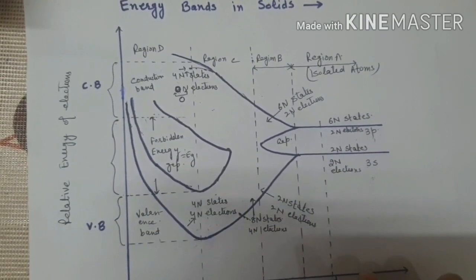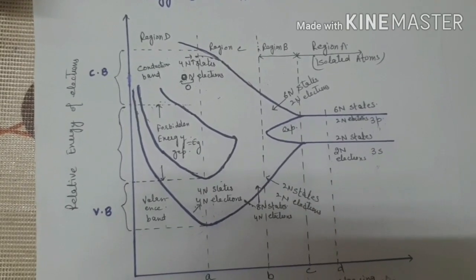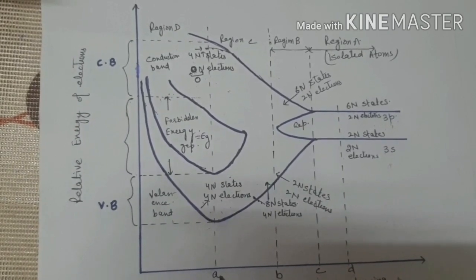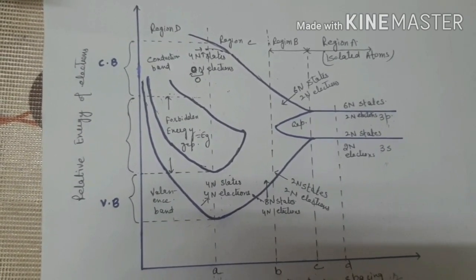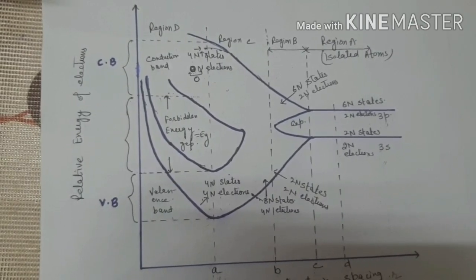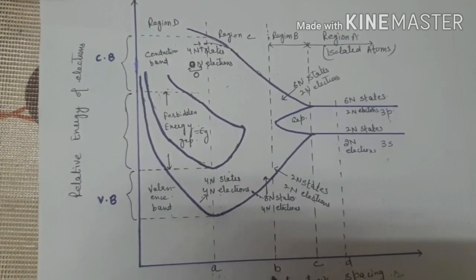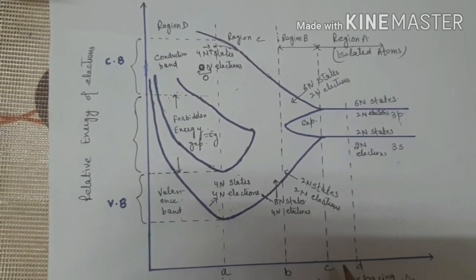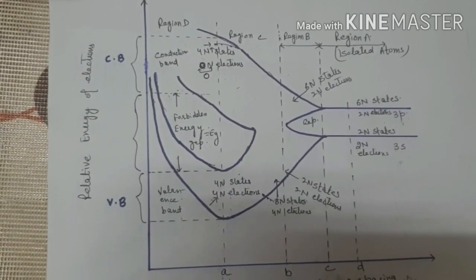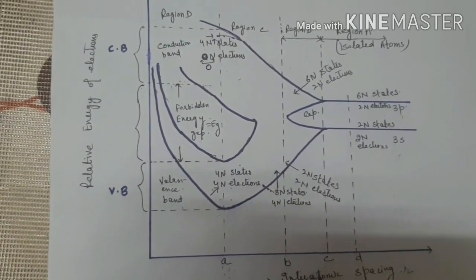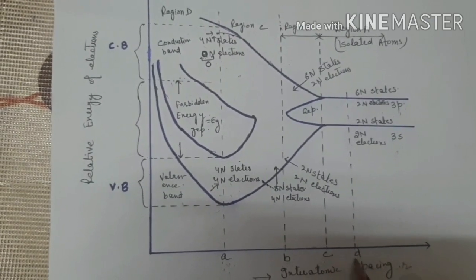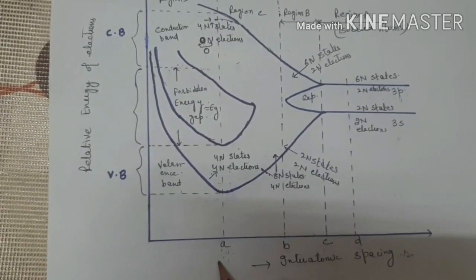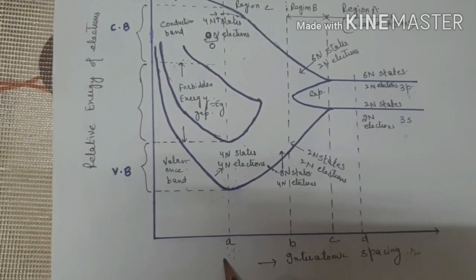Now we consider R is equal to A, the interatomic spacing. R is equal to A is the actual spacing between the silicon atoms. And we will discuss R is equal to A, R is equal to B, R is equal to C, and R is equal to D, the process of splitting of the energy levels in silicon. So first we consider R is equal to D, where D is very much greater than A. A is the actual interatomic spacing.